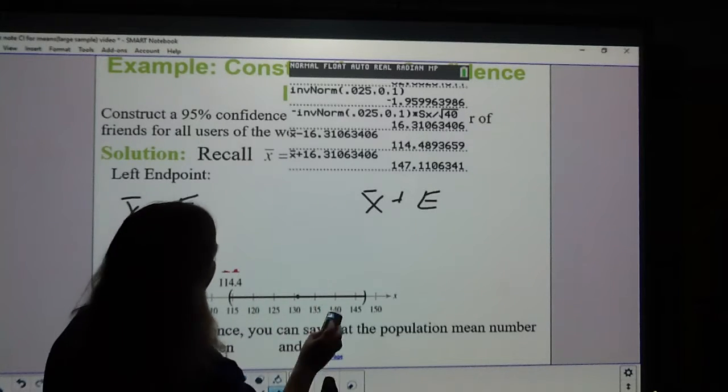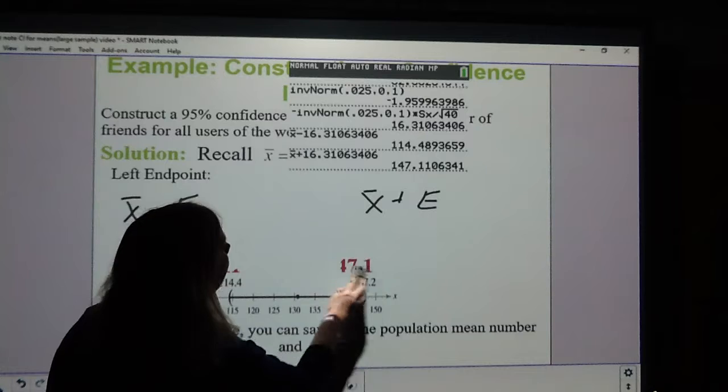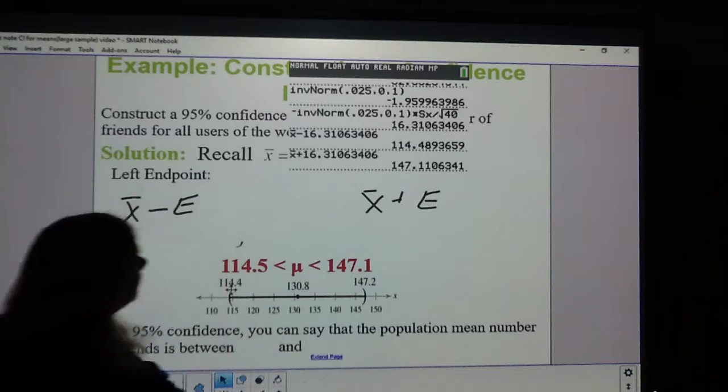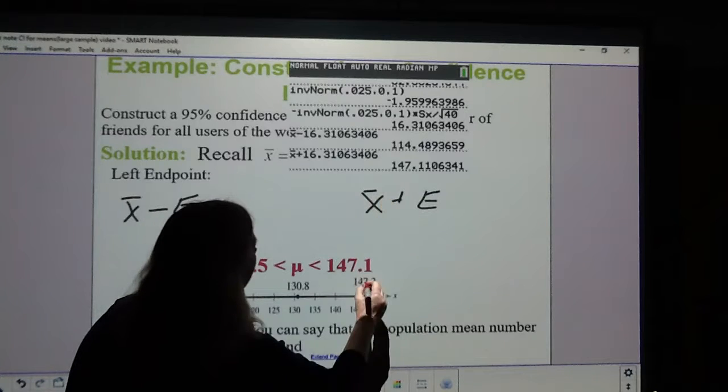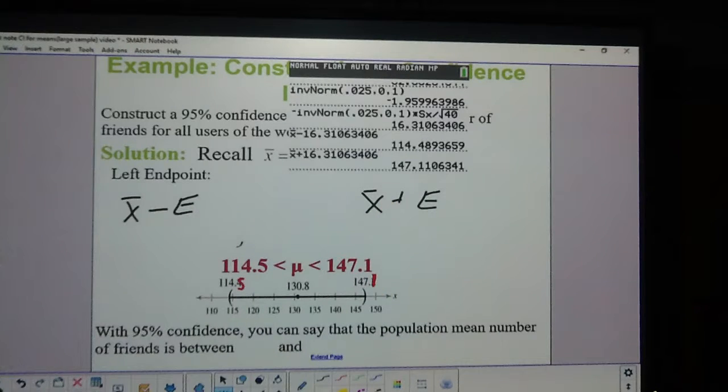Oops, I guess it's 0.5. I wrote 0.4 here. It's 0.5. I didn't change this. And this is 0.1. I wrote it there.